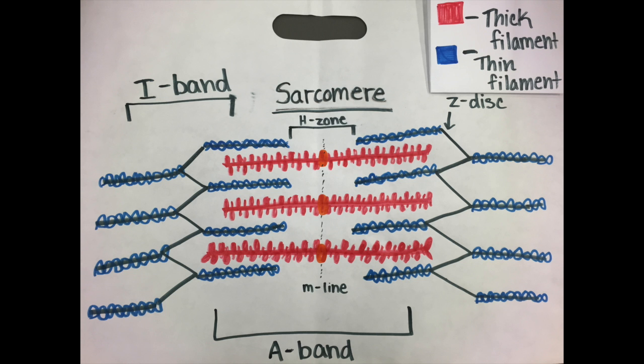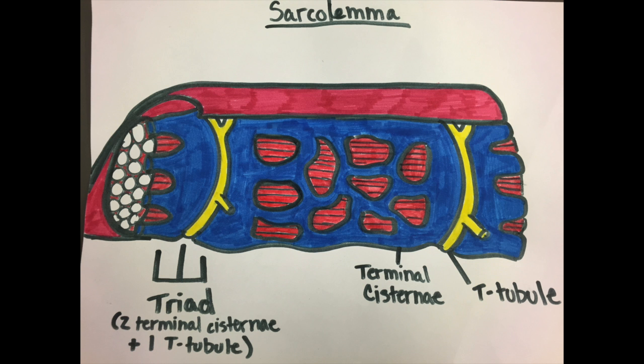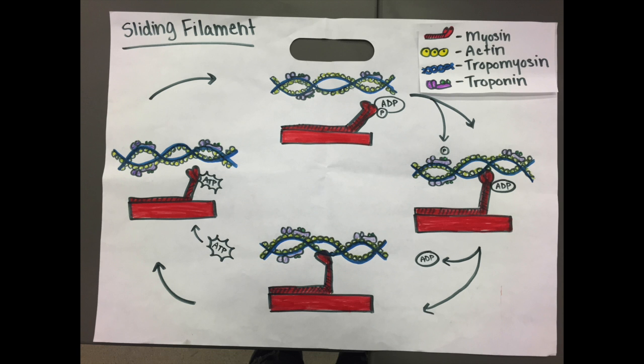A sarcomere is made up of thick filaments and thin filaments. A sarcolemma covers the muscle fascicle, which is composed of terminal cisternae, T-tubule, and the sarcoplasmic reticulum. Calcium floods over the thin filaments and binds to troponin, pulling tropomyosin off the active site of the actin.